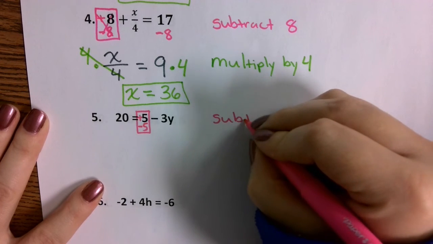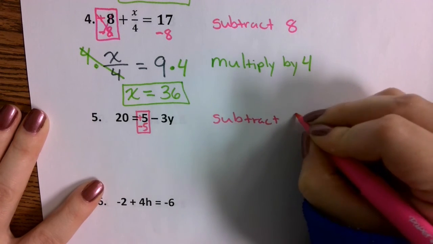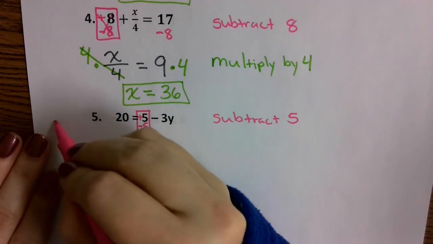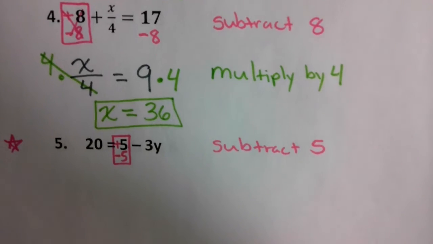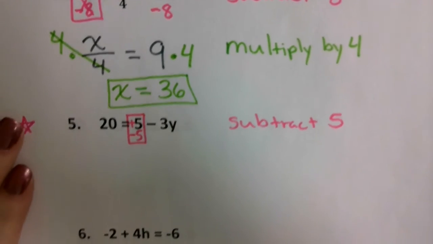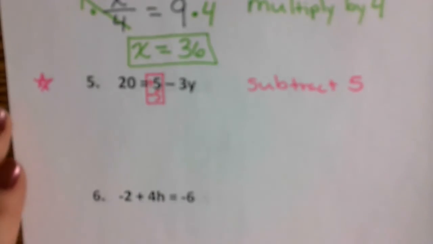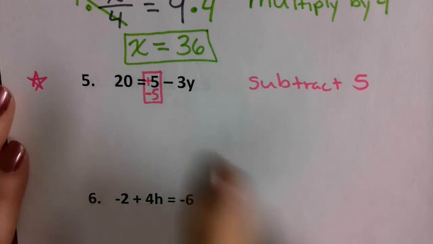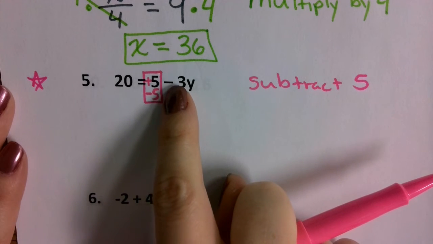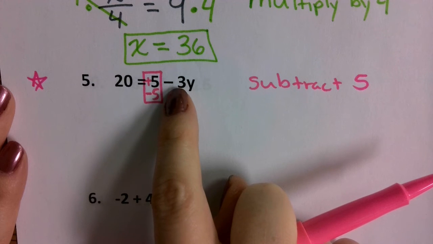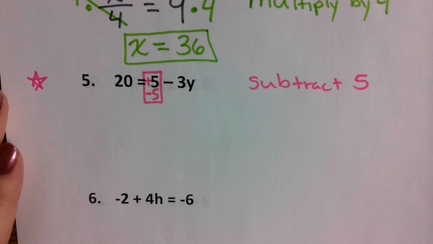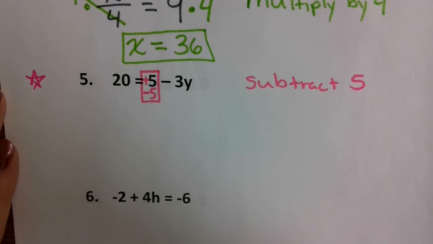Please make sure you're paying close attention to this one. This is a very important problem right here. Number 5 is a very important problem because a lot of people tend to mess it up. So I'm going to say it one more time. That minus sign does not belong to the 5. It belongs to the 3y.